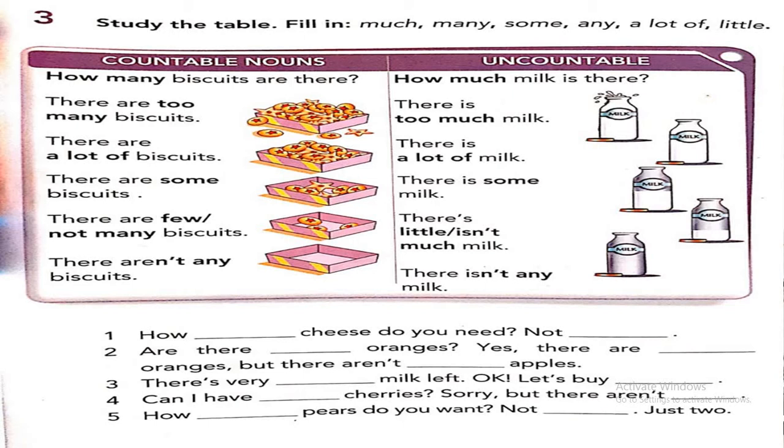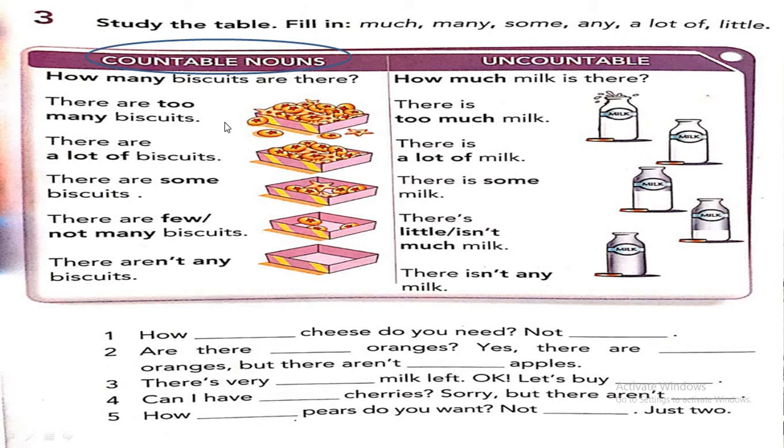Study the table. Fill in much, many, some, any, a lot of, a little. And as usual, we always divide the nouns into two: countable nouns and uncountable nouns. We have the words used with countable nouns and words used with uncountable nouns, and also a third category, words that are used with both. So let's start with countable nouns.